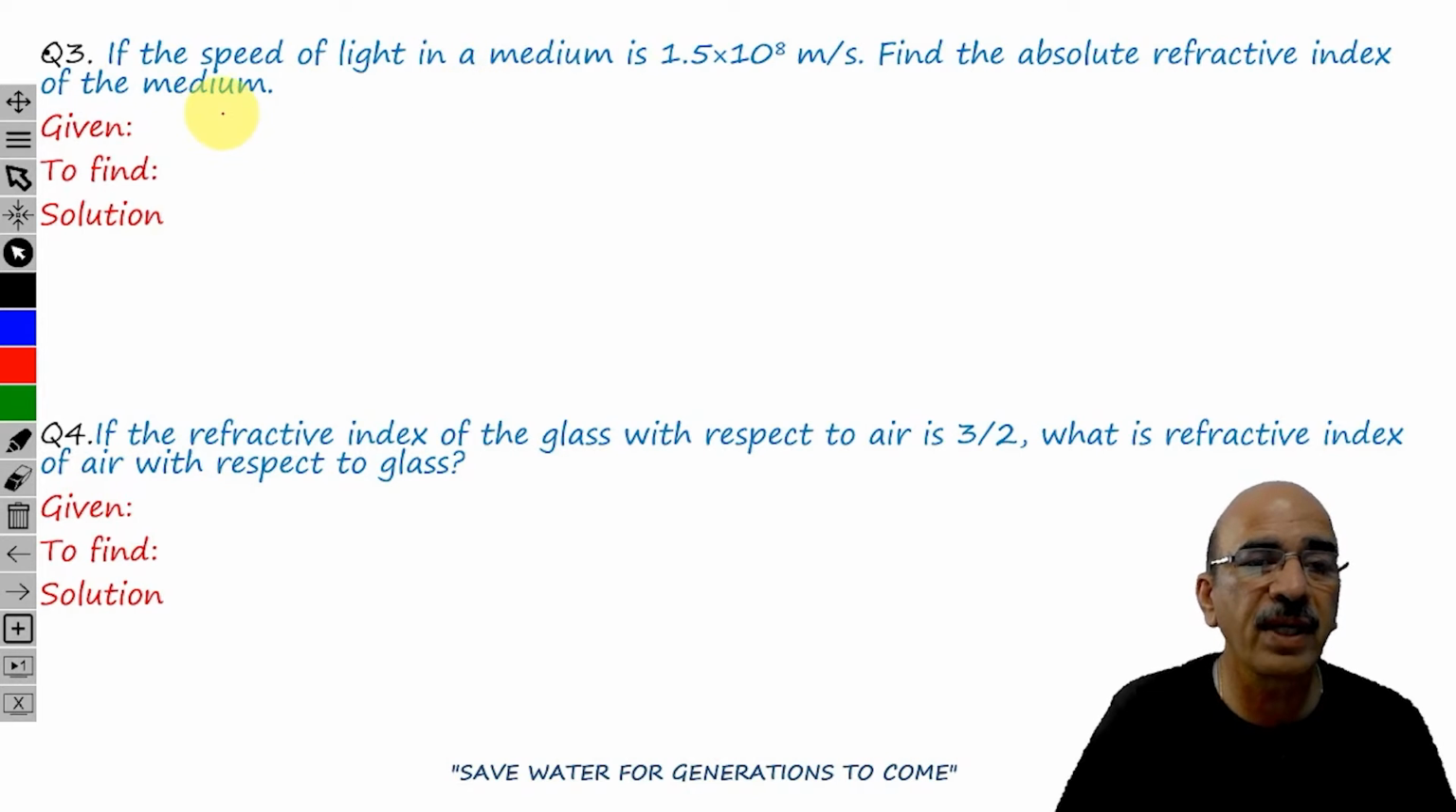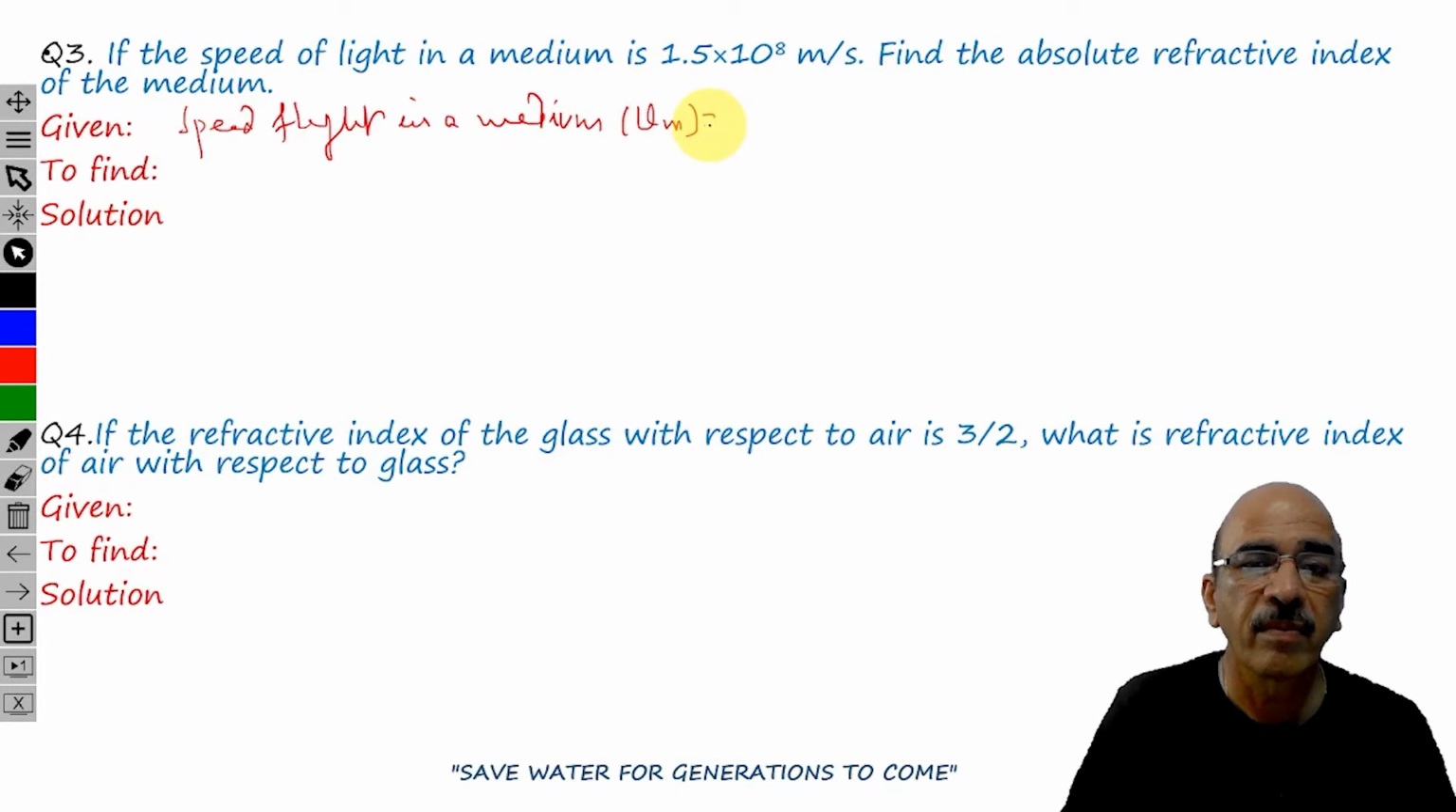So simple question here: given, speed of light in a medium. We will write here speed of light in a medium, Vm is equal to 1.5 into 10 raised to power 8 meter per second. Find the absolute refractive index. So we need to find the absolute refractive index of that medium, A mu m.